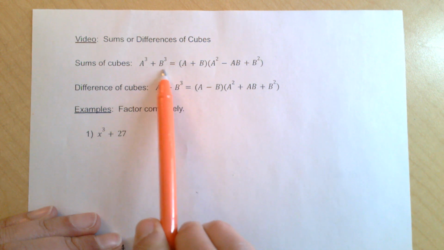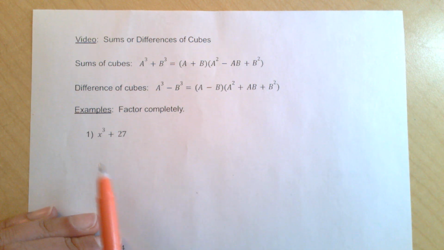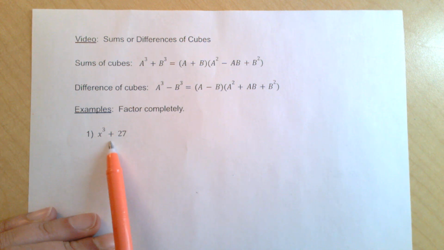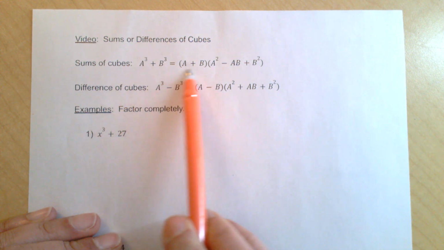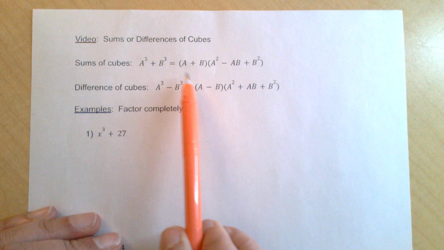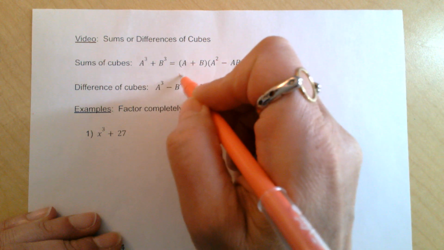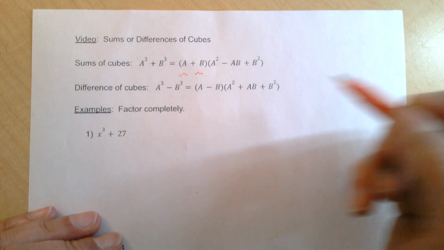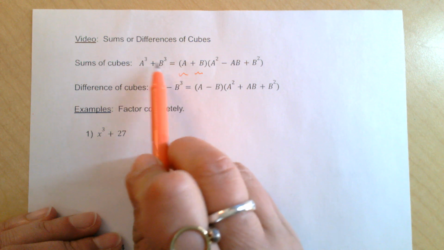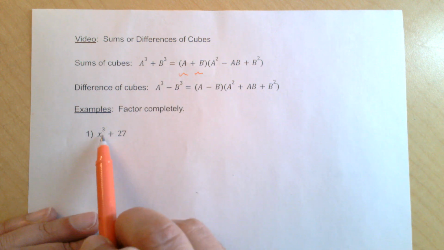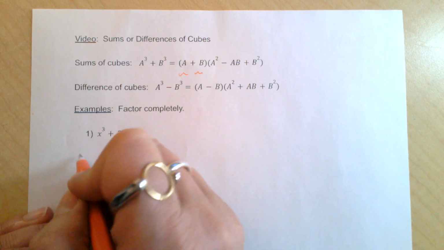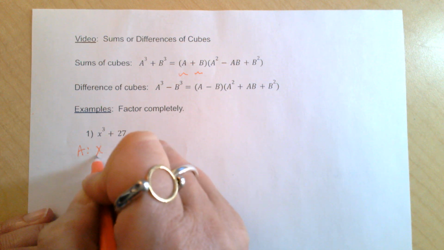So let's take a look at first the sum of the cubes. So x cubed plus 27. So we're looking at this one right here. And what we're going to have to figure out first is what A and B are. And those are derived from A and B here. So x cubed, we can say that our A is x.